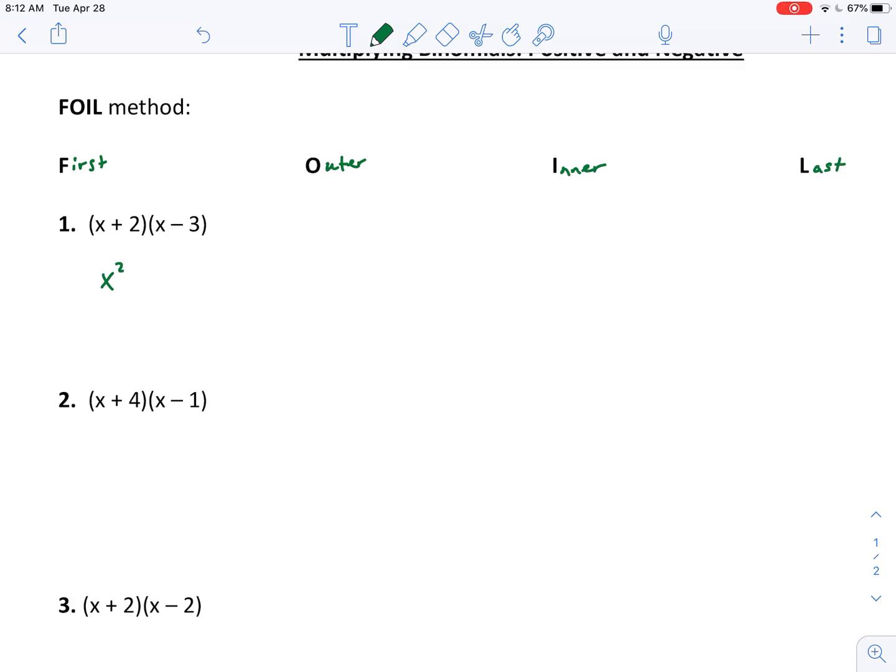our FOIL method is first, outer, inner, and last. That's not going to change. We just have to be careful about our negatives now. So first here, x squared. X times x is x squared. That's our first.